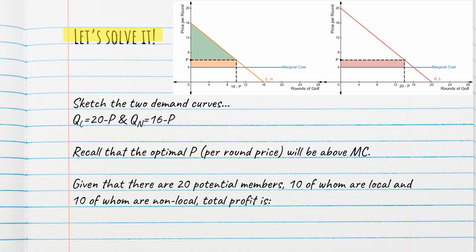So let's wrap up everything we've said so far. We know there are 20 potential members, 10 are local and 10 are non-local. As a result, as a sort of baseline starting point, we could say that profit is 20 times the green plus 10 times orange, that rectangle, plus 10 times red. So green is profit from membership fees, orange is profit from charging a price above marginal cost to non-locals, red is profit from charging a price above marginal cost to locals.